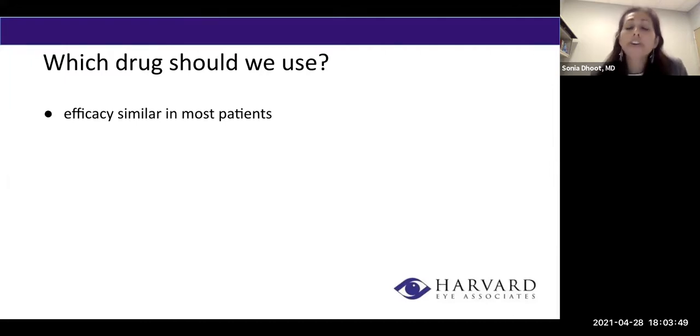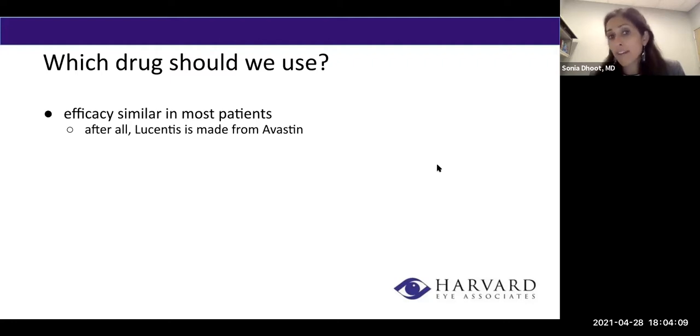But yes, in general, the anti-VEGF drugs last in the eye for about 4 to 8 weeks. And the steroids, which I'm going to talk about in a second, do last a little bit longer, which is one of the appealing things about the steroids. So which drug should we use? The efficacy is similar in most patients. After all, Lucentis is basically made from Avastin.